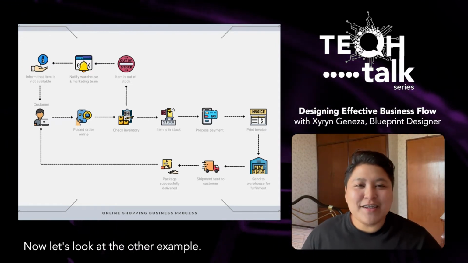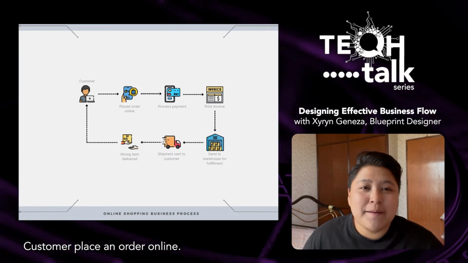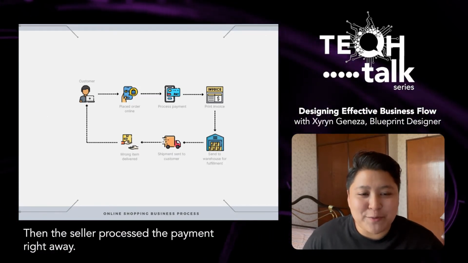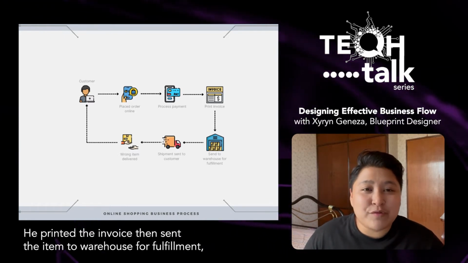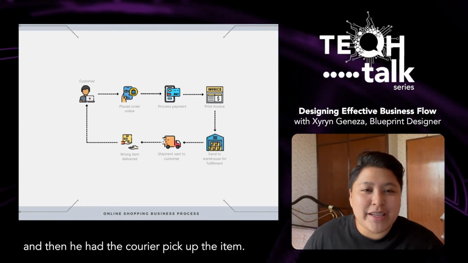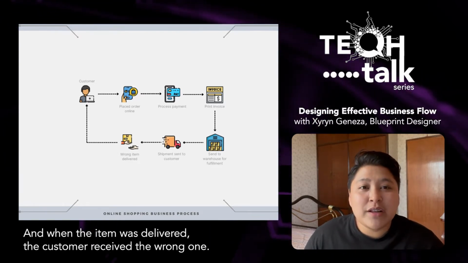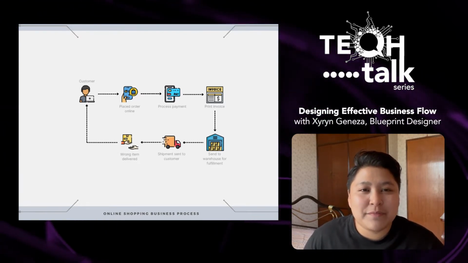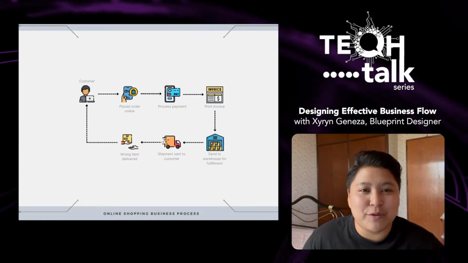Now, let's look at the other example. Customer placed an order online. Then the seller processed the payment right away. He printed the invoice, then sent the item to warehouse for fulfillment. And then he had the courier pick up the item. And when the item was delivered, the customer received the wrong one. And this is an example of a bad business process flow.